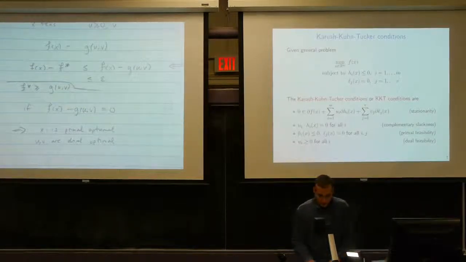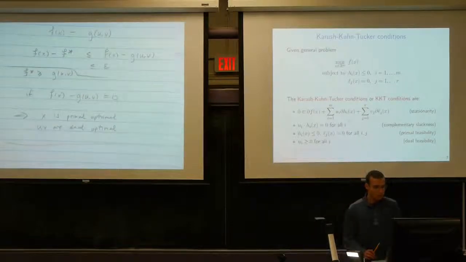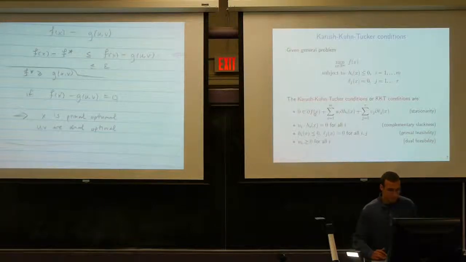So the KKT conditions, I'm just going to go ahead and state them. If you have this problem, it's our canonical form for an optimization problem. Again, we're not assuming convexity at this point. We're just writing down an optimization problem. Then the KKT conditions, which stand for the Karush-Kuhn-Tucker conditions, are a set of 4 conditions that are the following.